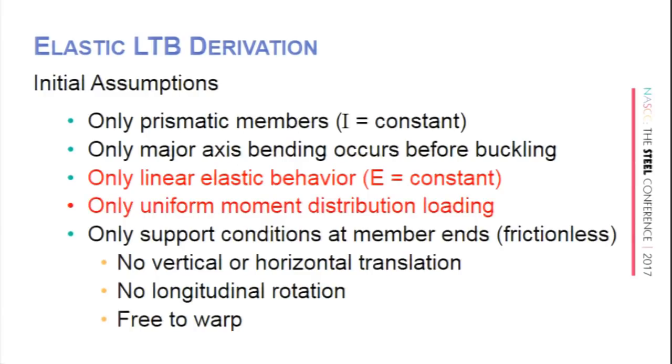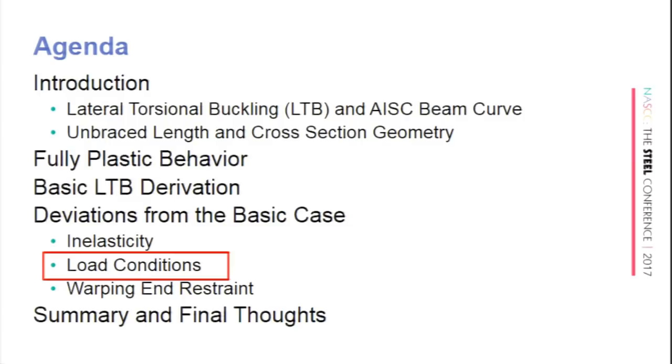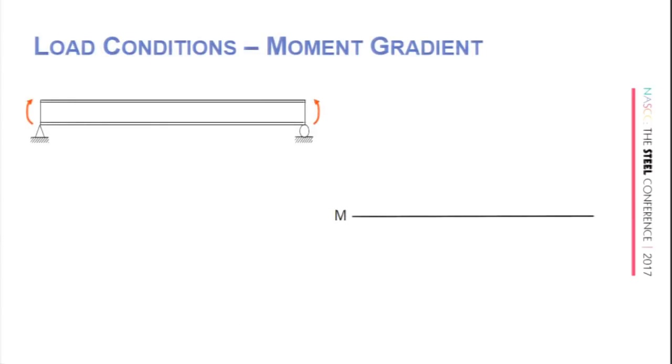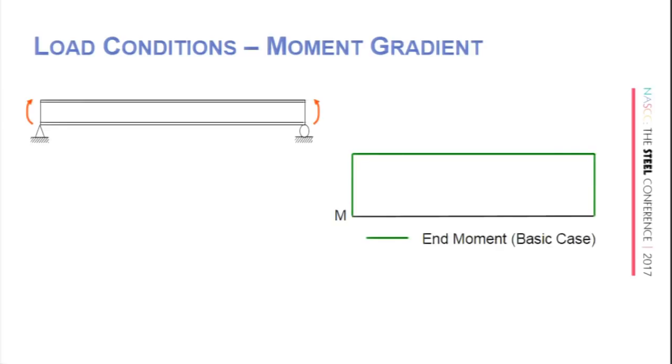Now let's talk about loading conditions other than uniform moment distribution, and those deviations from the basic case. First, our basic case. Remember, as Perry had mentioned, we have uniform moment. What does that moment diagram look like? If you'll notice, we have the same moment all along the cross-section. And really, what does that mean in terms of the cross-section itself? We have uniform compression across the top of that compression flange.